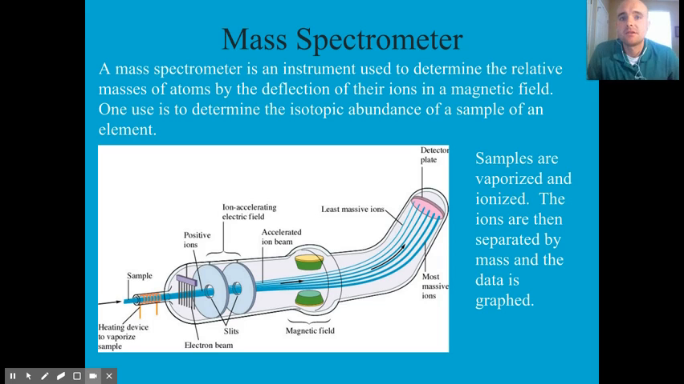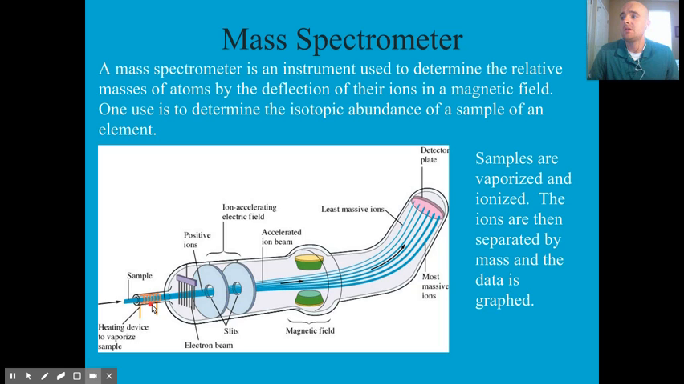A mass spectrometer is an instrument that we can use to help us understand the percent abundance of different isotopes. We take advantage of the only difference between different isotopes. Since they all behave the same chemically, the only way to separate them is by mass.